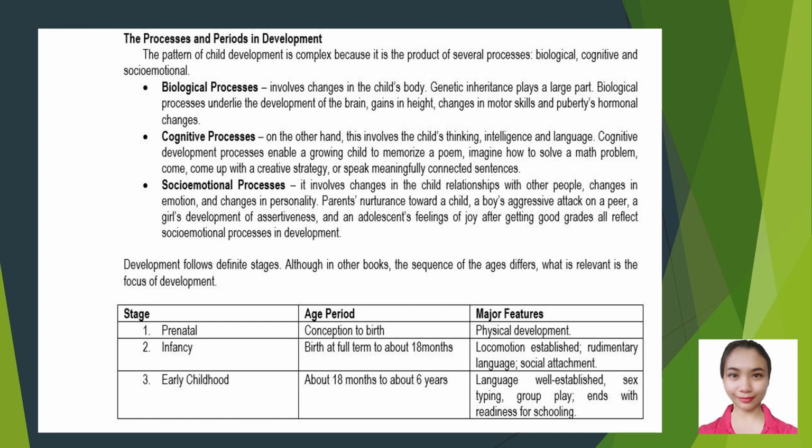As mentioned, they can already distinguish sex typing. Next, children can also achieve a masculine or feminine identity, and they also know their social role. Next, children can also achieve emotional independence of adults, and in this stage also, they start going to school and prepare for their studies.